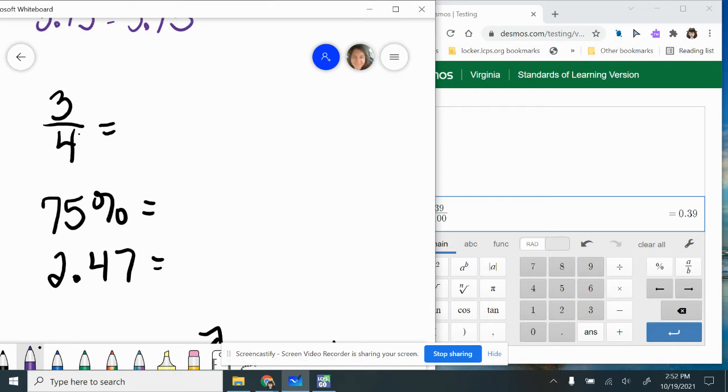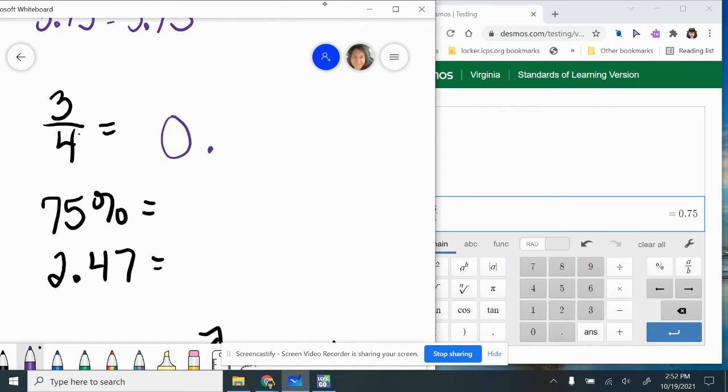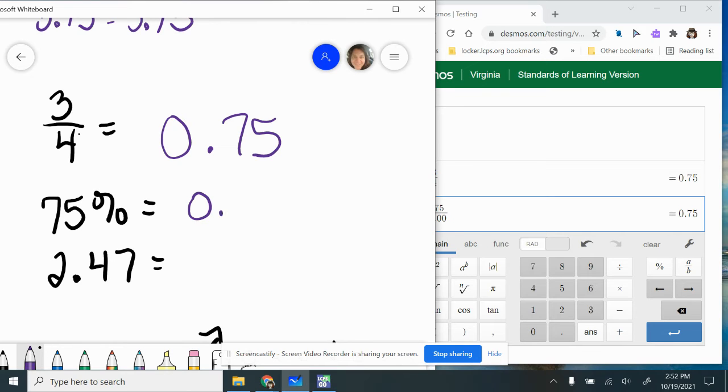So let's convert these. 3/4, 3 divided by 4, see, it's my fraction, that equals 0.75. For 75%, I'm going to divide by 100. 75 divided by 100. And that's also 0.75. This has no fraction or a percent, so I just leave it alone. Okay?